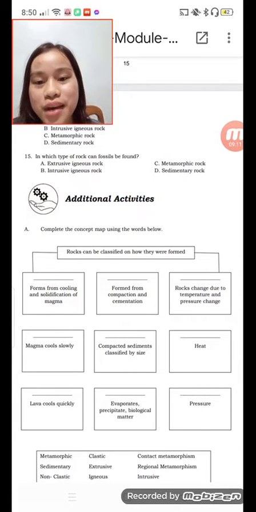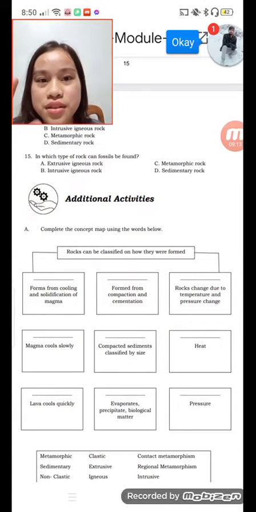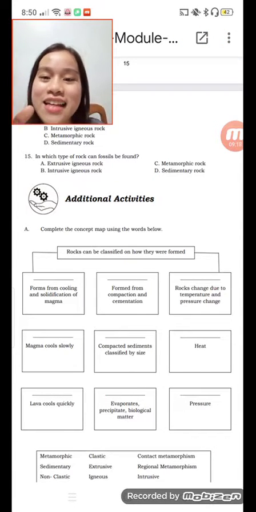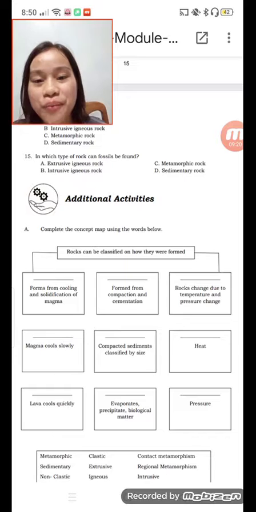Then complete the concept map. Additional activities. A. Complete the concept map using the words below.